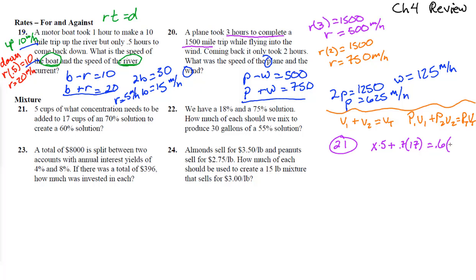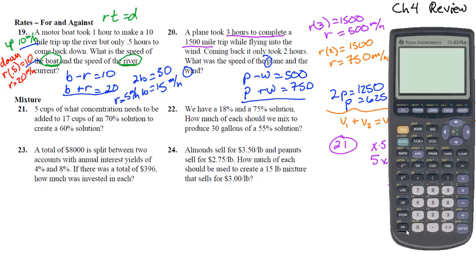So 5 plus 17 is 22. All right, so we get 5x plus 11.9 equals 0.6 times 22 is 13.2. Subtract 11.9 from both sides and we get 5x equals 1.3. So divide by 5 and divide by 5, and 1.3 divided by 5, let's bring out our trusty calculator.